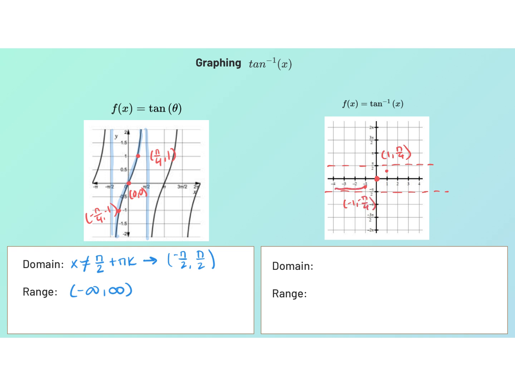And our tangent wave turns sideways so that our domain is unrestricted from -infinity to positive infinity. That's the old range. And our new range becomes negative pi over 2 to positive pi over 2. Again, parentheses because of those asymptotes.